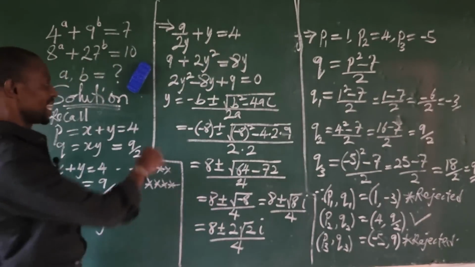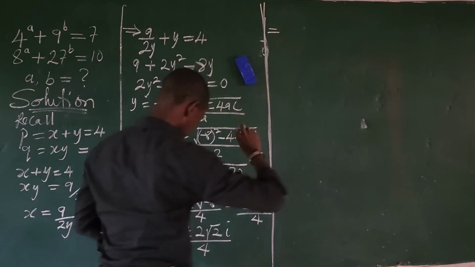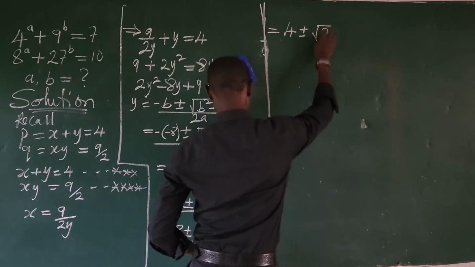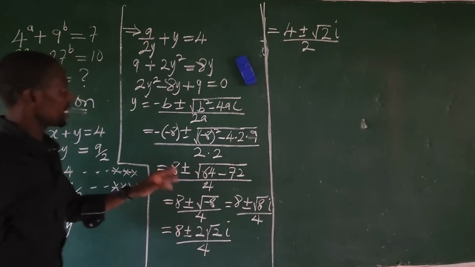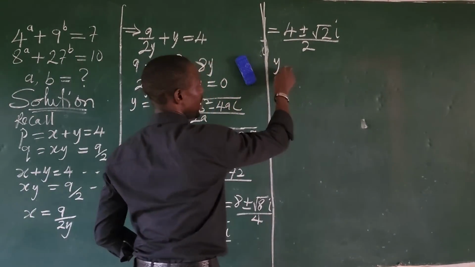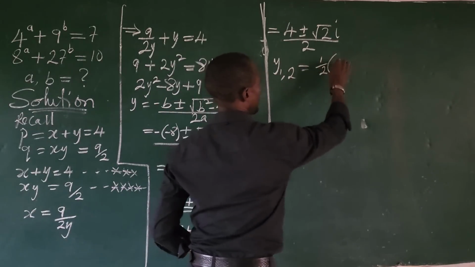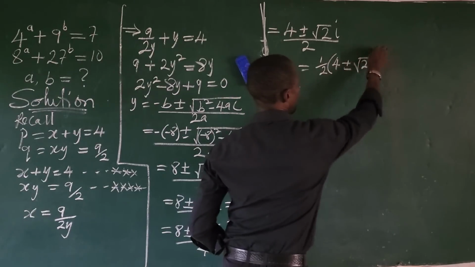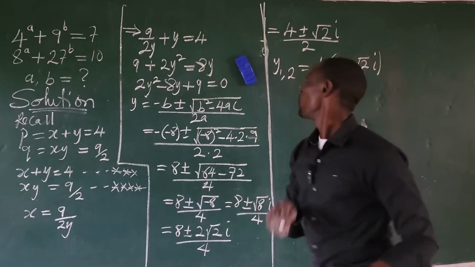Let's continue on this other side. If we factor out 2 here, 2 will cancel out, and this will now give us 4 plus or minus the square root of 2 iota all over 2. So this is the value of our Y. We're having 2 values from here. So we have Y1, Y2 is equal to 1 over 2 bracket 4 plus or minus the square root of 2 iota. We've gotten our Y1 and Y2 now.